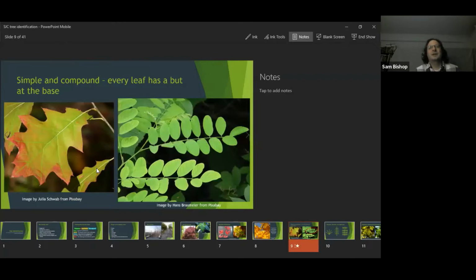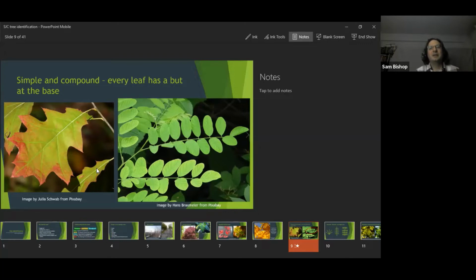So once we've got our opposite and alternate, the next thing we're going to look at is the leaf simple or compound? If the leaf is simple, it just means that the blade, that flat green part of the leaf, is in one continuous piece, like the leaf on the left here. Again, that's another red oak leaf. If the leaf is compound, the blade is divided into multiple individual little leaflets, like the black locust leaves on the right here.